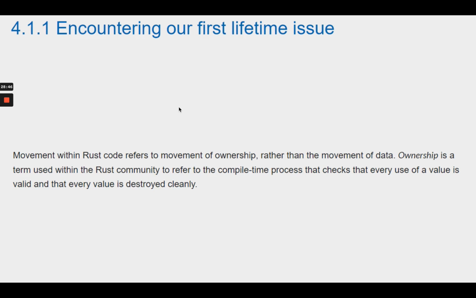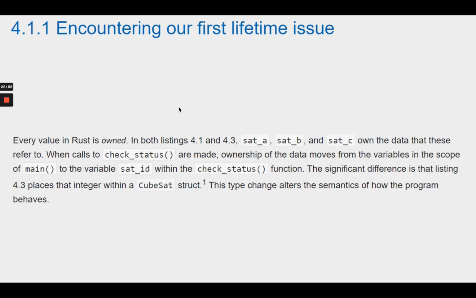Ownership is a term used within the Rust community to refer to the compile-time process that checks every use of a value is valid and that every value is destroyed cleanly. Every value in Rust is owned. In both listings 4.1 and 4.3, sat_a, sat_b, and sat_c own the data that these refer to. When calls to check_status are made, ownership of the data moves from the variables in the scope of main to the variable sat_id within the check_status function.